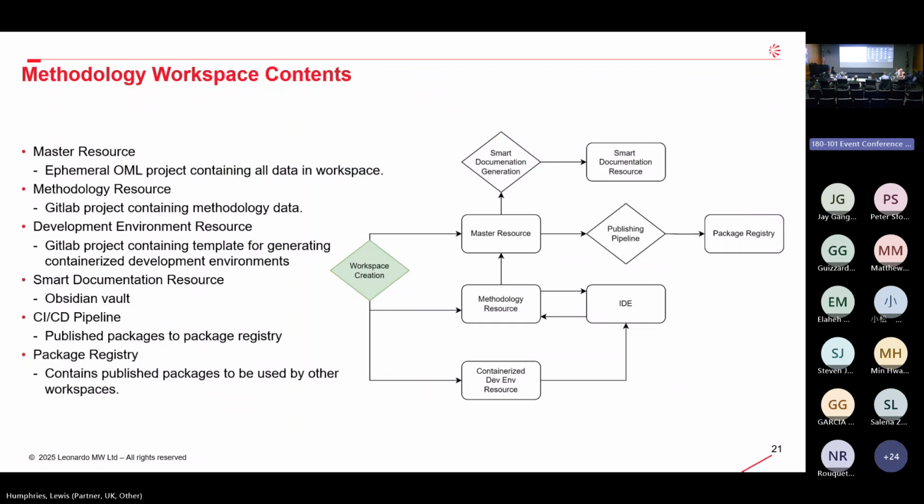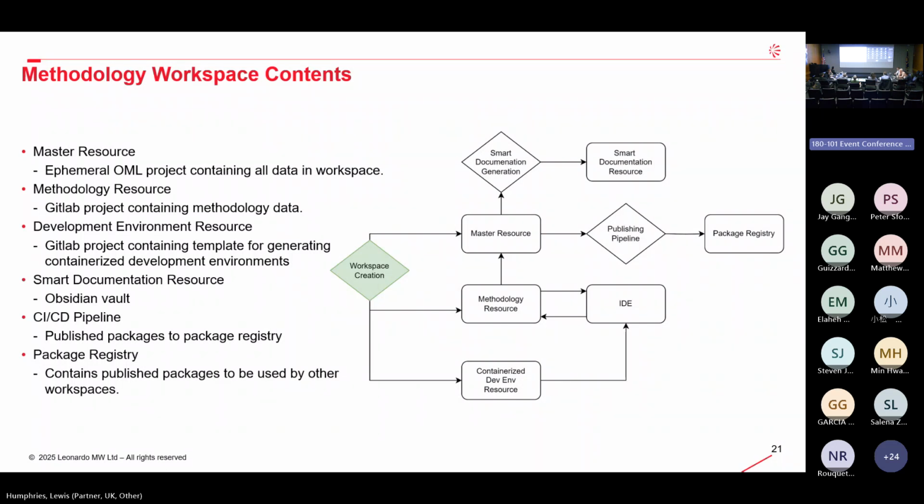So in the context of the methodology workspace, they're as follows. First, we have a master resource, which is an ephemeral OML project that represents all the data currently within the context of the workspace you're in. And we've got the methodology resource, which in our current example is a GitLab project that contains the methodology data. For the methodology, it's an OML project pretty much exactly how the OML tutorial is.